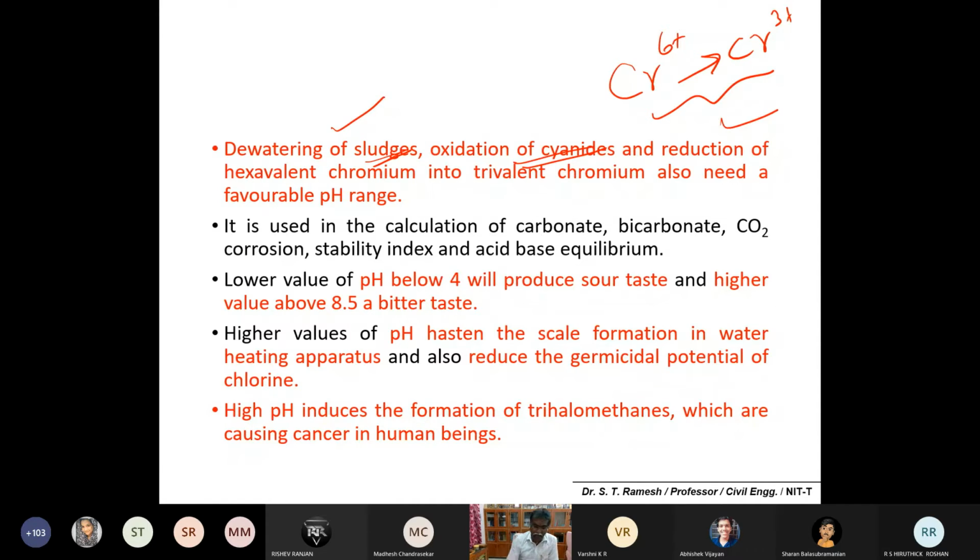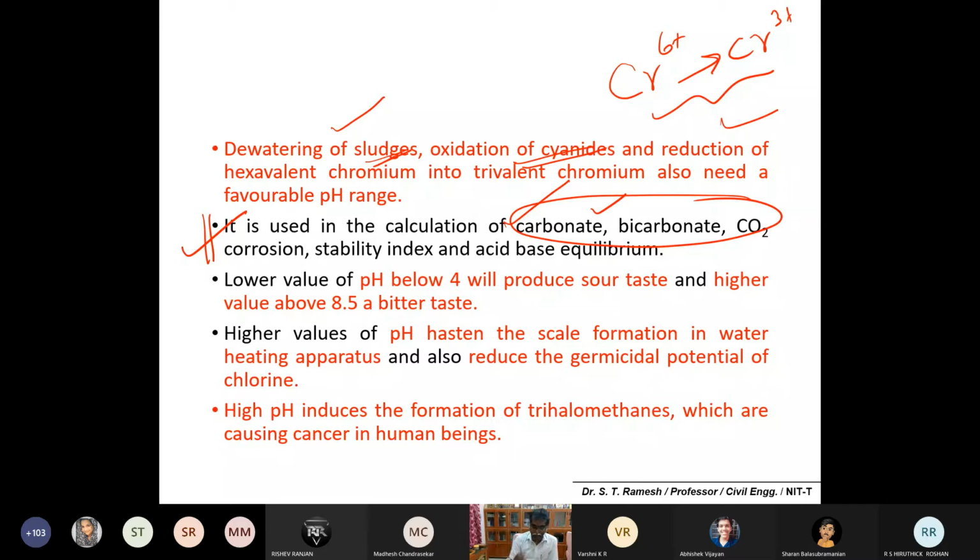And for any calculation, please make a note: any calculation of carbonate, bicarbonate, and carbon dioxide, corrosion, and stability of water, which we call the stability index, everything depends on the pH value. So please make a note that any carbonic acid system is greatly influenced by the pH of the water.